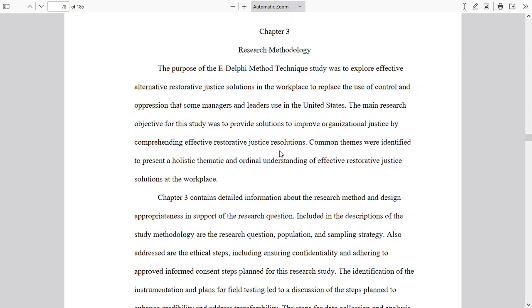The purpose of the E-Delphi Method Technique study was to explore alternative restorative justice solutions in the workplace, to replace the use of control and oppression that some managers and leaders use in the United States. The main research objective for the study was to provide solutions to improve organizational justice by comprehending effective restorative justice resolutions. Common themes were identified to present a holistic, thematic, and ordinal understanding of effective restorative justice solutions in the workplace.